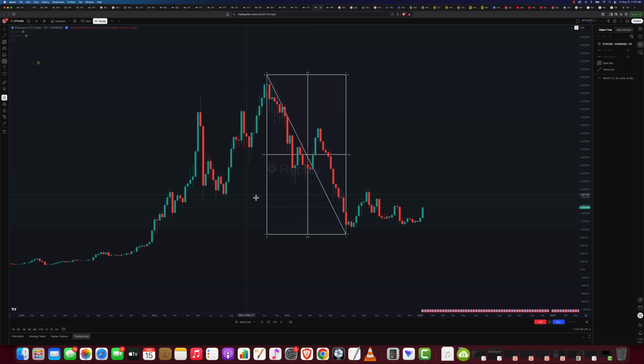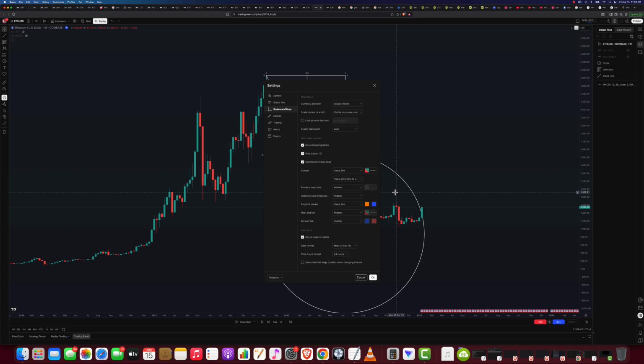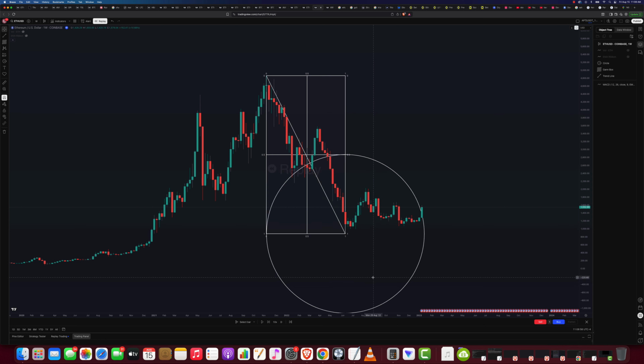Head over to the menu, select circle tool, come across here, and then we want to make sure that it lines up with the 50. All right, go into the settings, lock that in right there, click OK. All right, now we don't need that anymore. Let's go ahead and hide that.